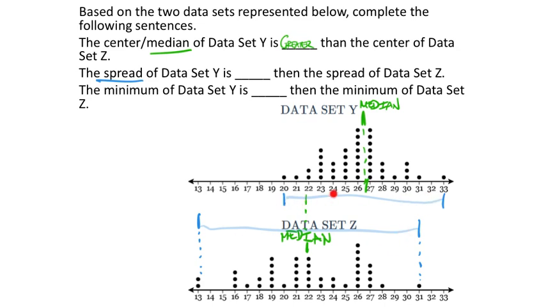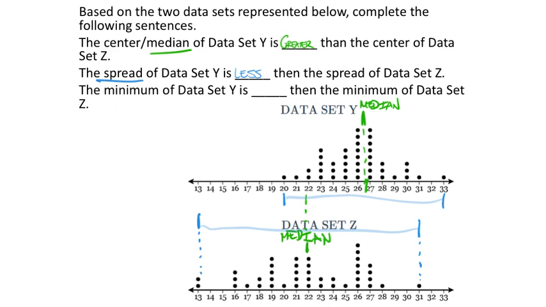Set y is more narrow than set z. So set y's data spread is less than the data spread of set z. And again, we're just looking at width of those two. I don't care that they're symmetric. I don't care about any of that stuff. All I care about is the width of the data.